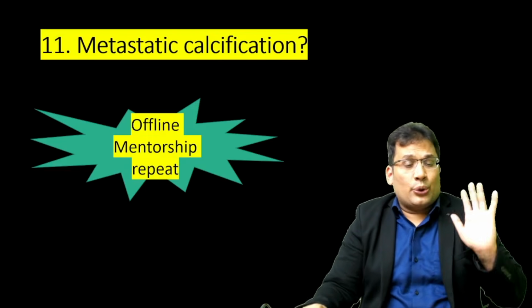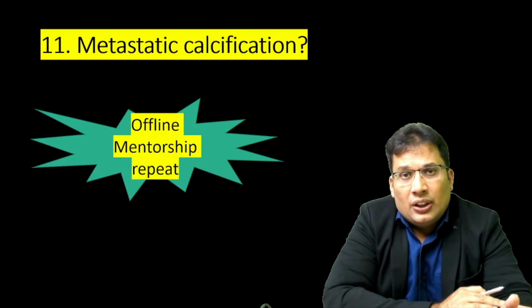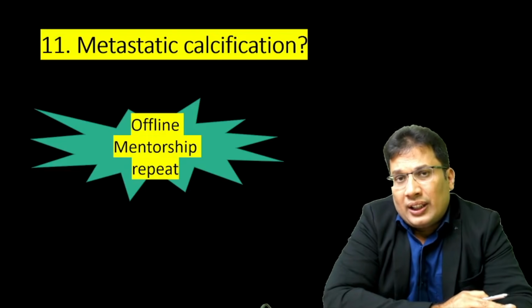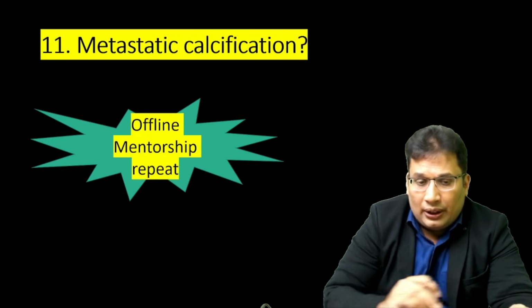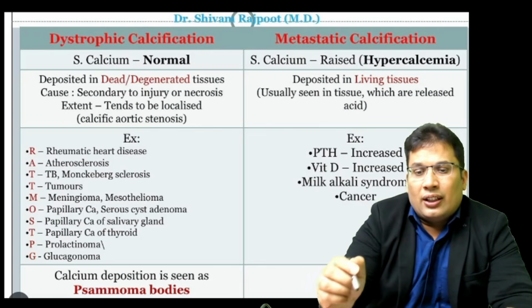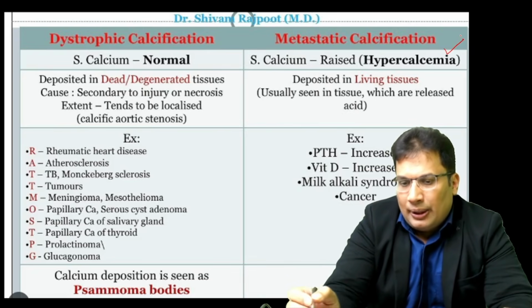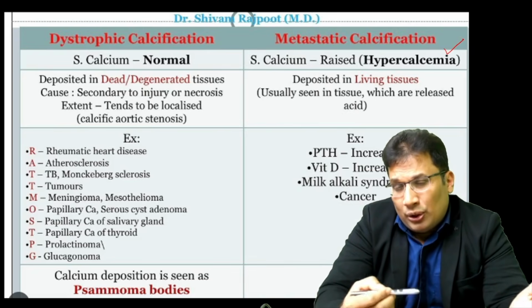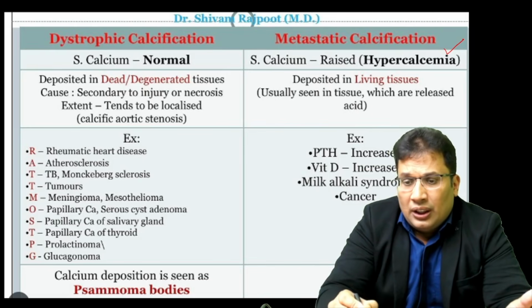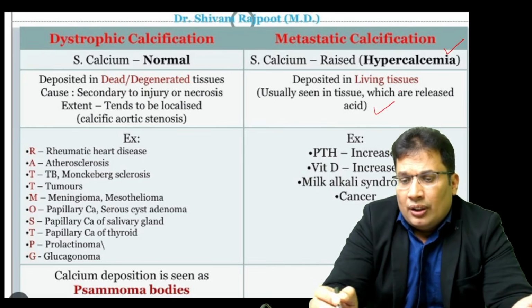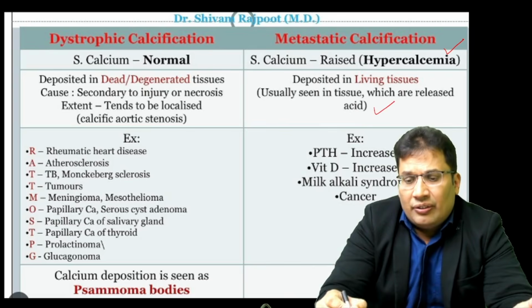Then a 3 marks question, metastatic calcification. Metastatic calcification and pathological classification, again a repeat topic. In metastatic calcification you need to write that serum calcium level increases, there will be hypercalcemia, and there is deposition of calcium in living tissues. For example, PTH is increased, vitamin D increased, milk alkali syndrome, and cancers.